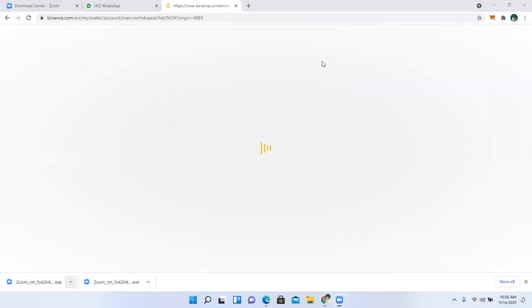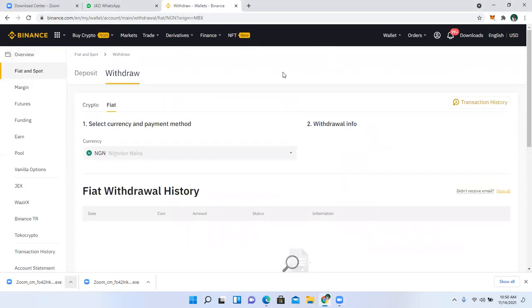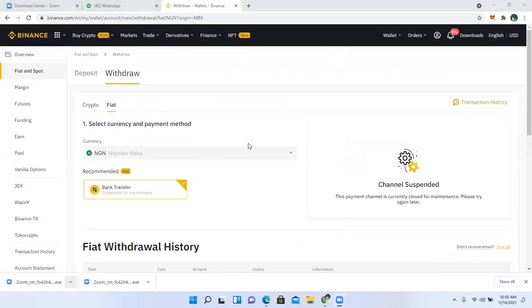So once you click on withdraw, you select crypto, since this is automatically on fiat, so you switch to crypto because you want to withdraw crypto. Before, you could withdraw Naira on Binance straight to your bank account, but now it's no longer possible, right? Because of the CBN rule.